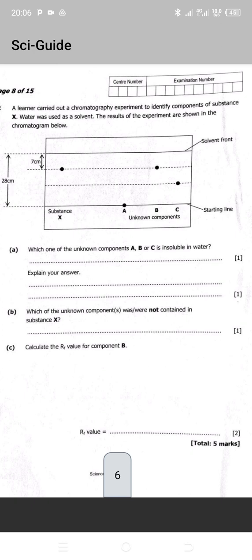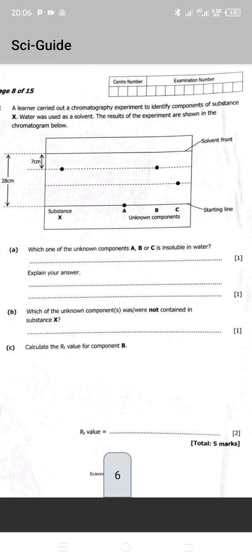Next, the same question: explain your answer. It's actually what I've already explained. Here they are asking why you have said A is insoluble. So explain your answer. We are saying it has not moved from the starting line. Then it means we have explained why A is insoluble.